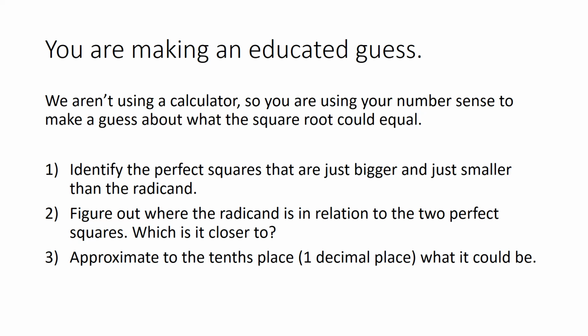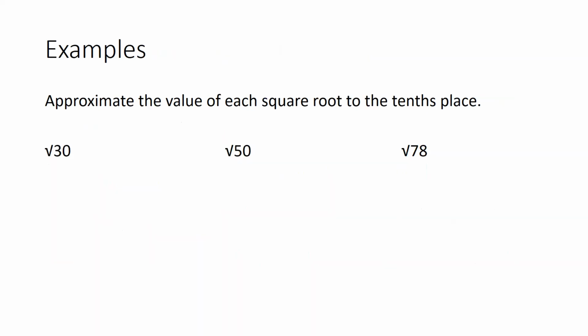But then step 3 is to make your educated guess. And we want to take this out to just one decimal place, the tenths place. So here's our examples. We have 3 of them. And we want to approximate the value of each square root to the tenths place. So we're going to look at the first one here, the square root of 30. Well, the perfect squares that are bigger and smaller are 25 and 36.